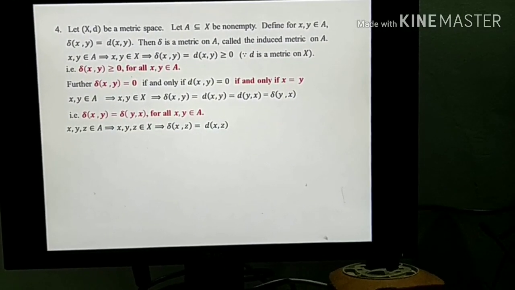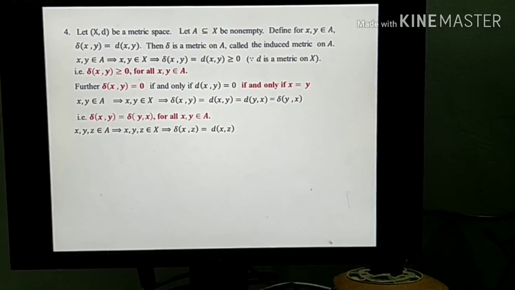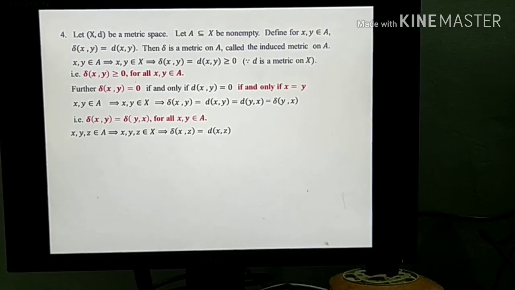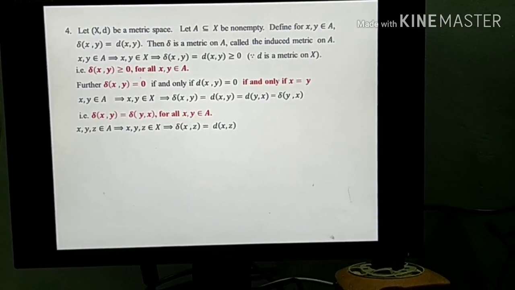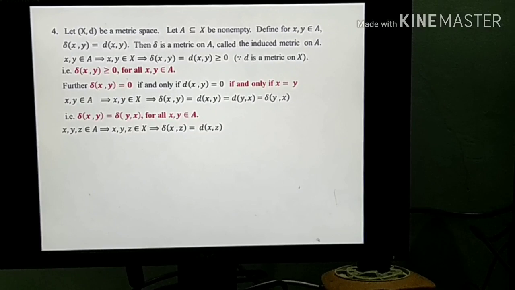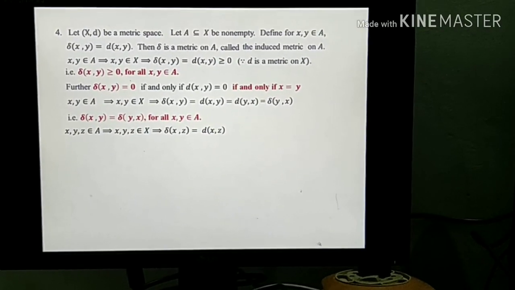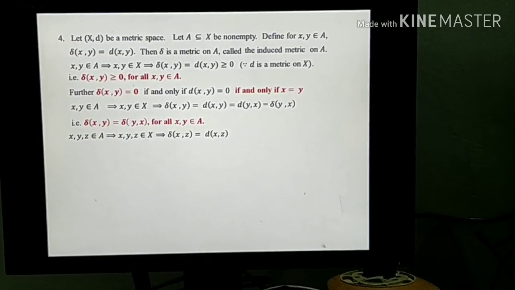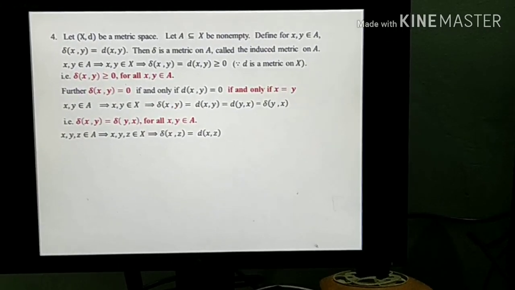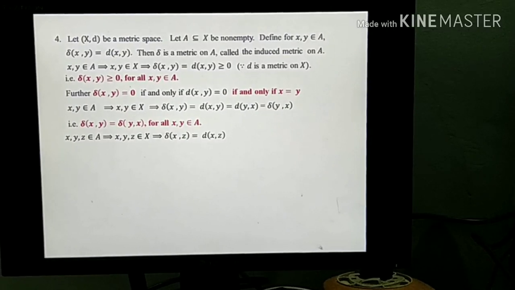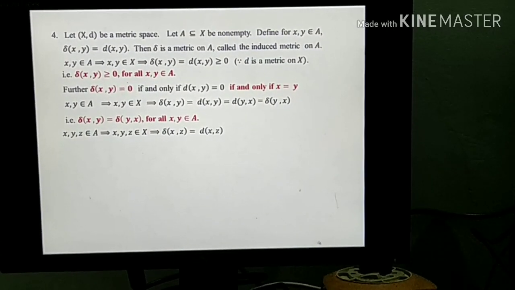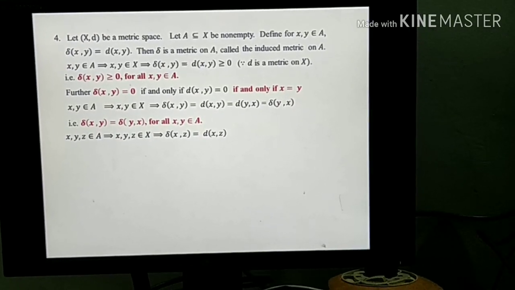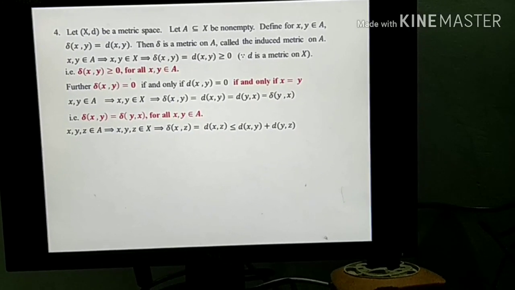For the fourth property, similarly we can consider three elements x, y, z in A, and all three elements also belong to X. Therefore the distance between them with delta can be replaced by d also. Therefore delta xz is equal to dxz. d is a metric on X, and x, y, z belong to X. Therefore by the triangle inequality of d, this dxz can be written as less than or equal to dxy plus dyz.